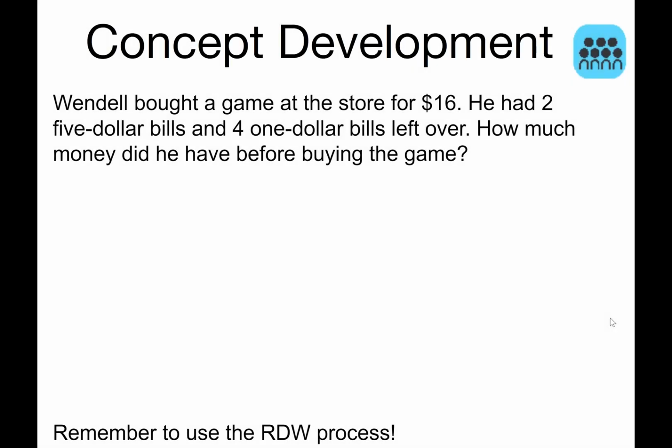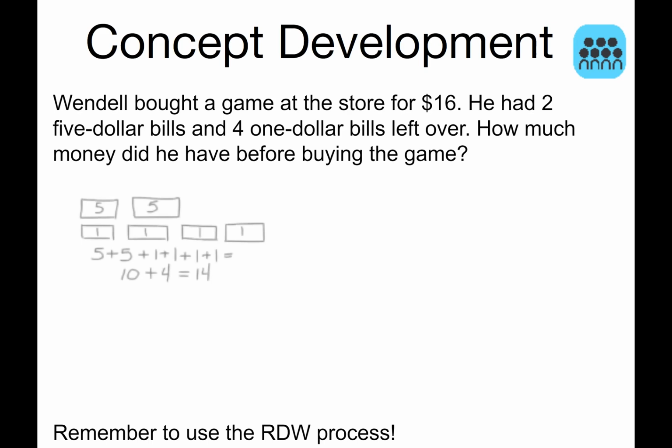Wendell bought a game at the store for $16. He had 2 $5 bills and 4 $1 bills left over. How much money did he have before buying the game? So let's think, what is the question that we want to answer about this situation? How much money did he have before buying the game? So how much money did he have in the beginning? We know that Wendell spent $16 on the game at the store. After he spent that money, he had 2 $5 bills and 4 $1 bills left over.